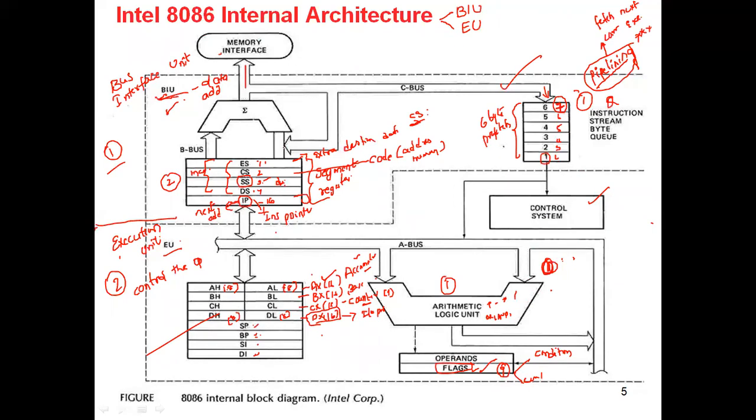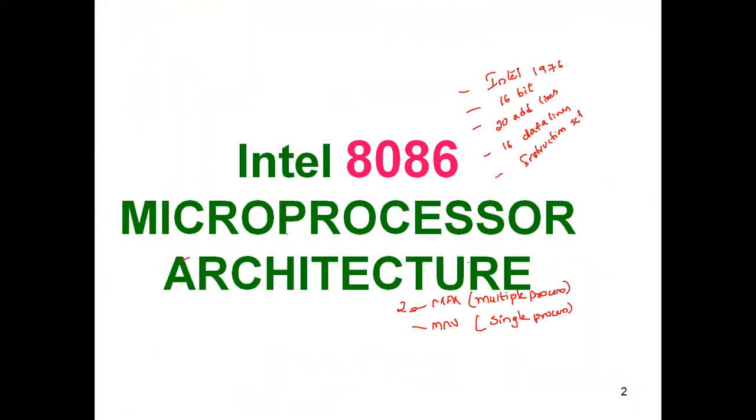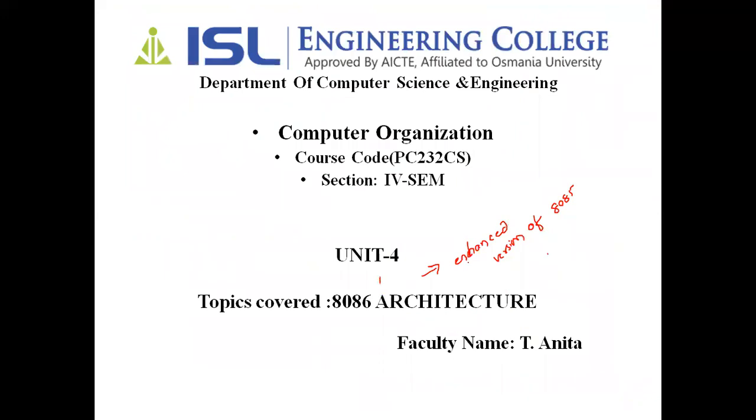The bus interface unit is going to fetch, decode, and execute. First is fetching from the memory and storing it in the prefetch queue, and decoding over there, and then the execution unit comes in, where the arithmetic and logical unit executes. This is how the 8086 microprocessor architecture works.